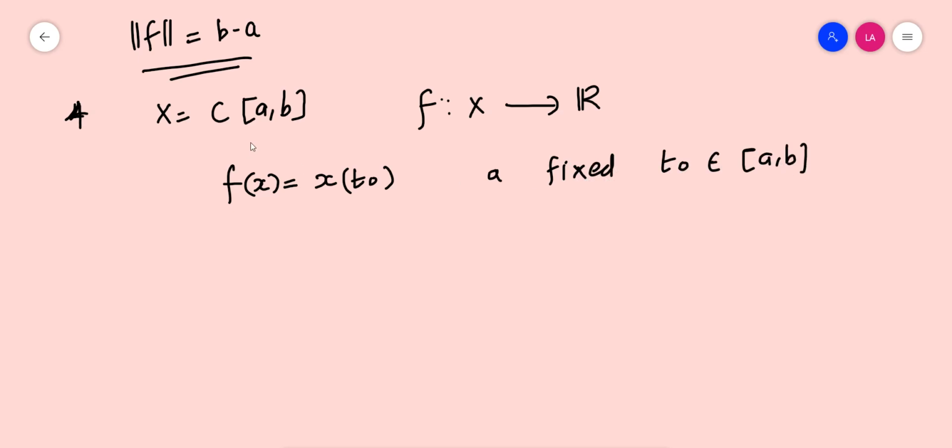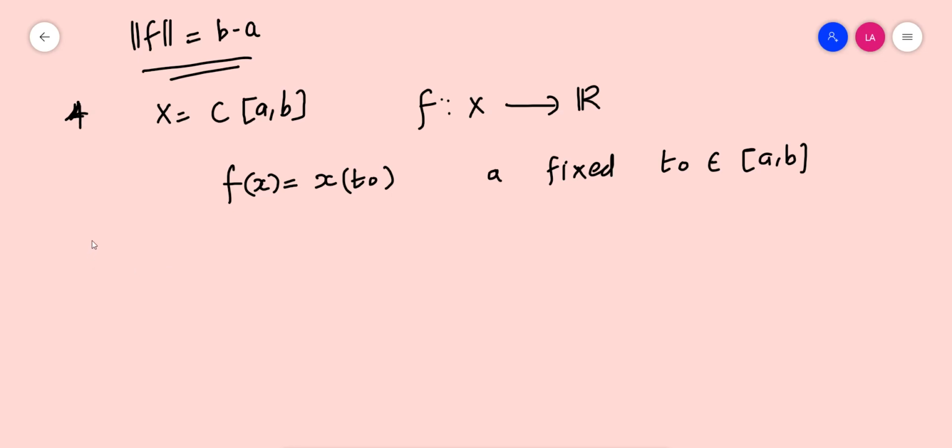So what we are going to do is choose a particular real number between a and b, and for every element x, which means for every function defined on capital X, we take the value of the function at the point t naught. This is our functional. So clearly it's a functional. Now we have to prove that it is linear.